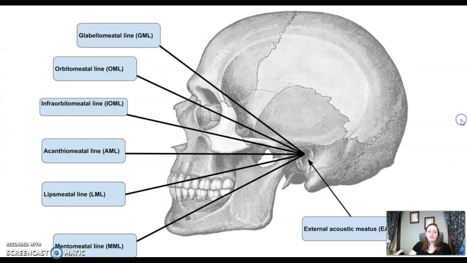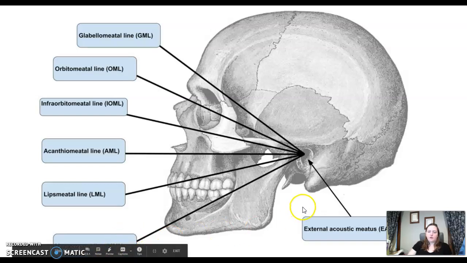And if you think about it, there's not a ton of head stuff. For these lines, go with the ones that we use most often. We don't tend to use this GML a lot. The OML, IOML, you guys know those. We use those all the time. AML. The LML we don't use often either. Mental meatal we use all the time, and you know the EAM.